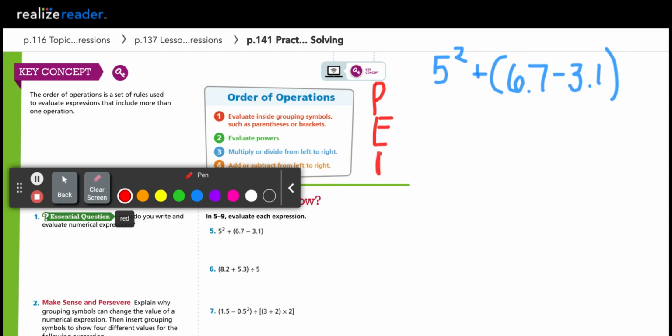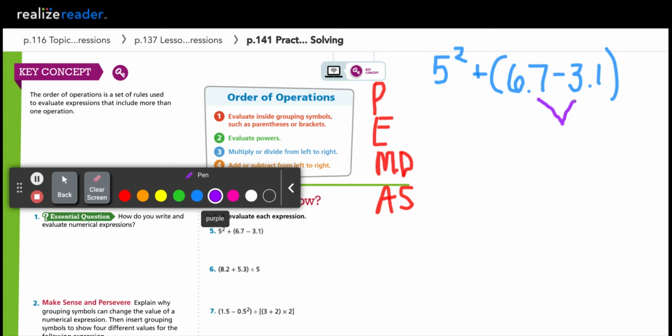Third step, multiplication or division from left to right. Fourth step, addition or subtraction from left to right. So let's follow the order of operations here. What's our first step going to be? Our first step is going to be our parentheses. So let's look at the parentheses.